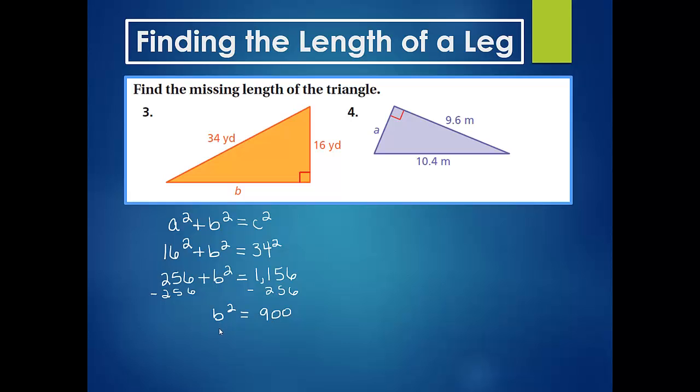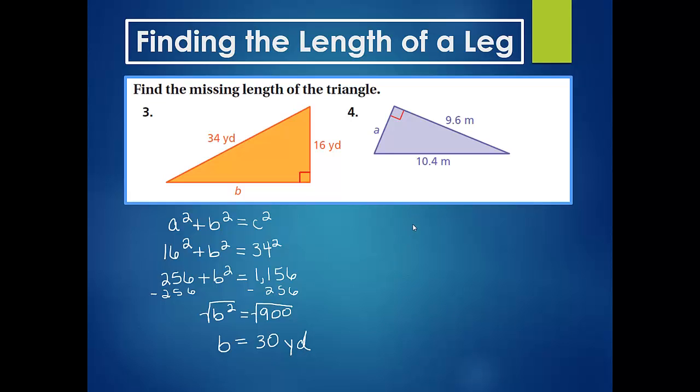We do not want b squared, we just want b. So we need to take the square root of both sides so that we can just get b. So the square root of b squared is just b. And the square root of 900 would be 30 because 30 times 30 equals 900. So we get that b equals 30, and then we need to label this with yards. So b equals 30 yards.